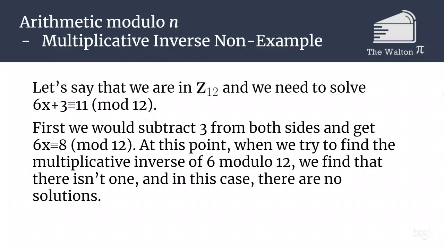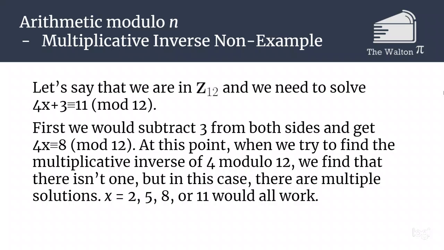And when we try to just plug and chug to find if there are any values of x that work, we find that no value of x is going to work for this, which tells us that if we don't have a multiplicative inverse, we might not actually have a solution. Now, that doesn't say that every time there is no multiplicative inverse there are no solutions, because we can also have more than one solution.